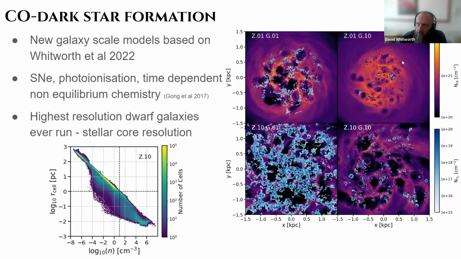So we're at maybe 2000 AU around our particles. So insane resolution for a galaxy model. They did take some time to run. But so we have these, and this allows us, because they're so low metallicity, to fully resolve the CO.